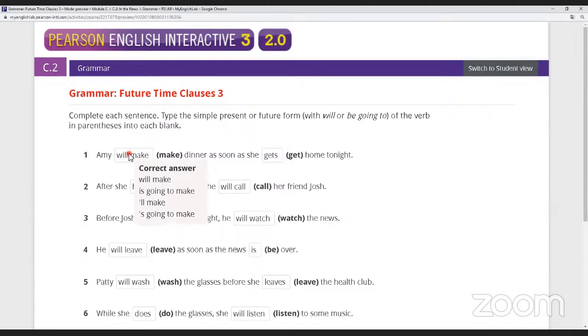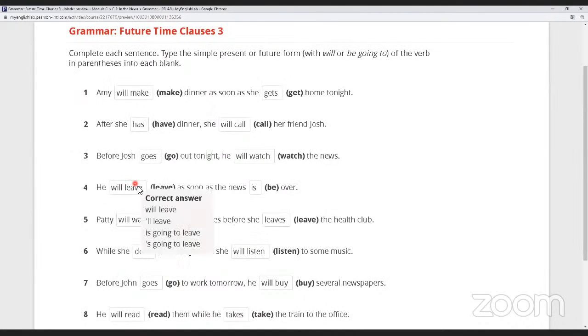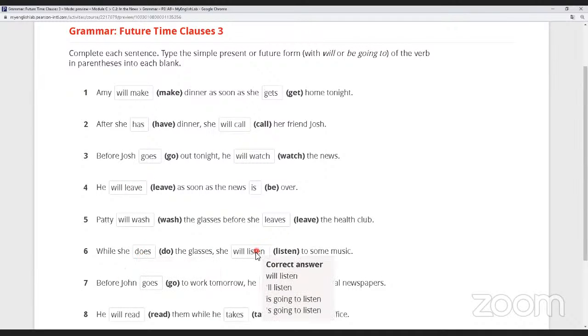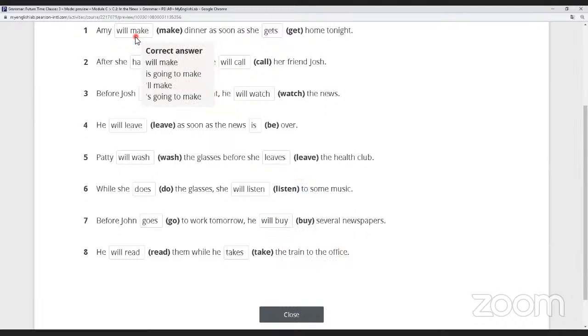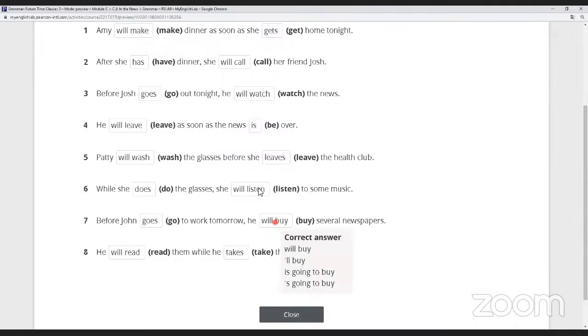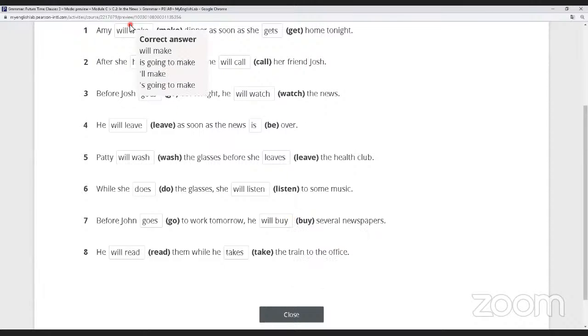It will be going to, and the contraction will. Amy's going to make, right? And the same happens with all the main clauses, right? He will, while she will listen. He will buy, he'll buy, he's going to buy, he is going to buy, the contraction. All right? Okay. Do you get it? Yes. Any question maybe? No. Okay, thank you. So we will make it.